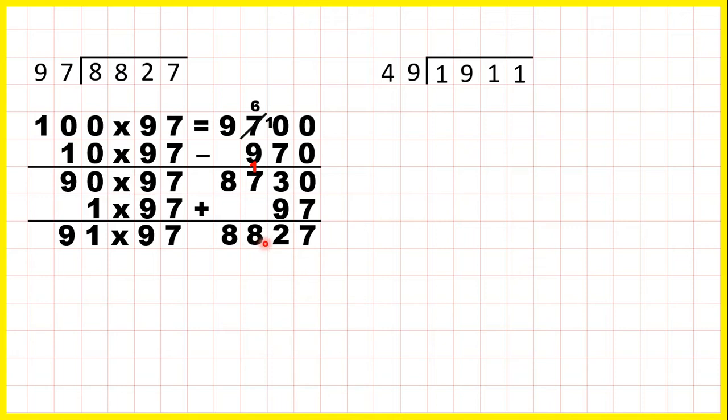So 8,827 divided by 97 is 91. So that's our answer.